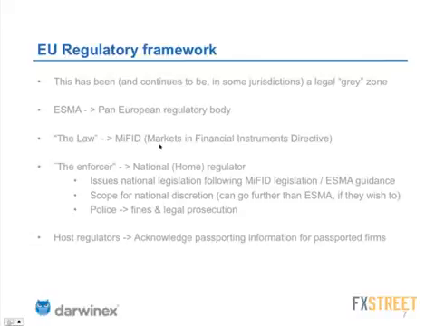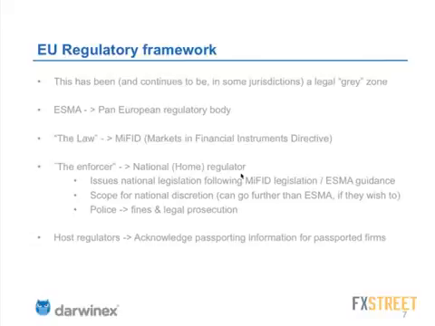So how this works is there's a European regulator called ESMA. They basically issue the law, which is the general regulatory framework, MiFID, short for Markets in Financial Instruments Directive. And this law that ESMA issues is then enforced by the national home regulators of the participants in the market. Each national regulator issues the national translation implementing MiFID for their own regulatory jurisdiction.